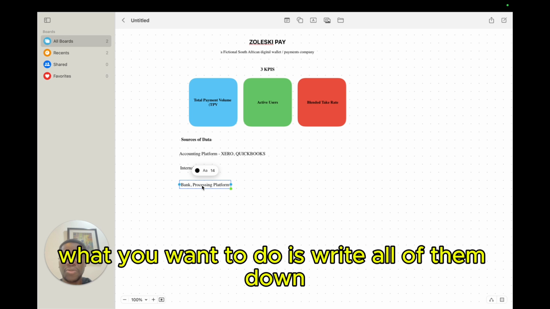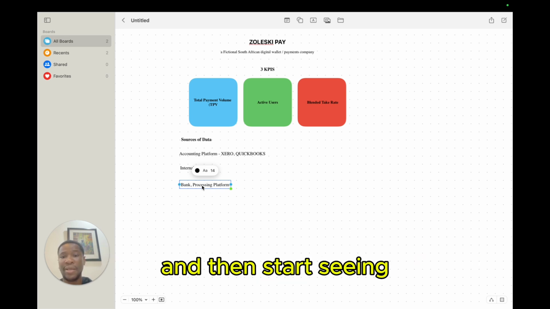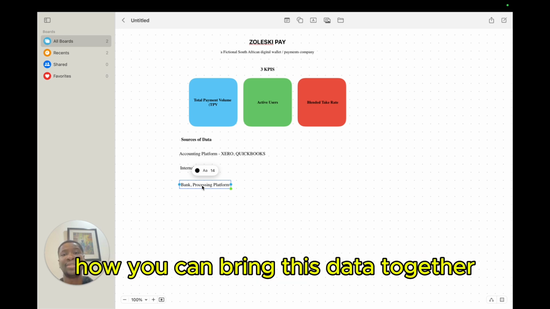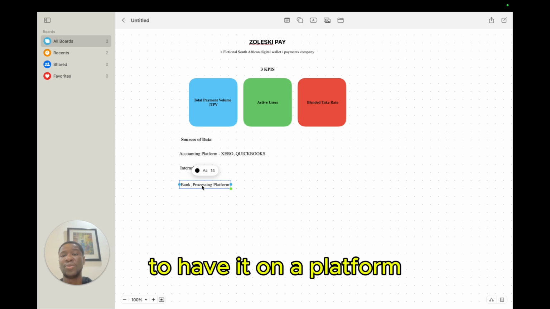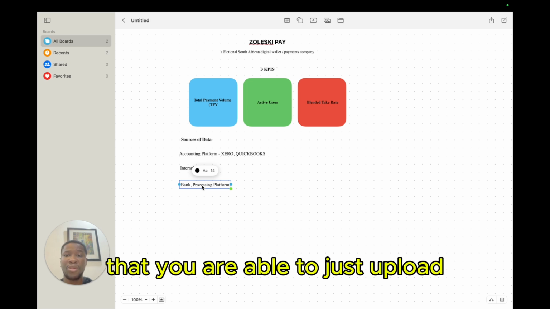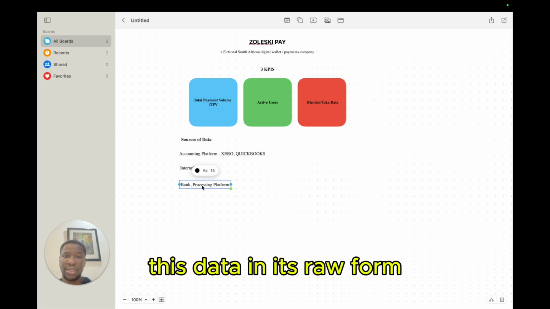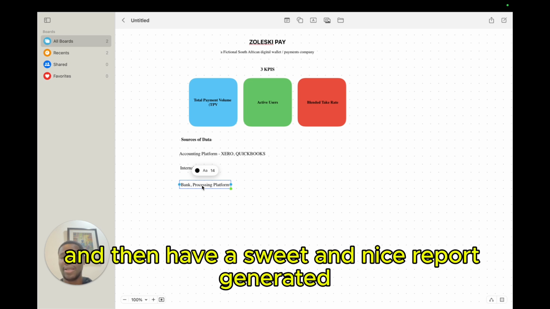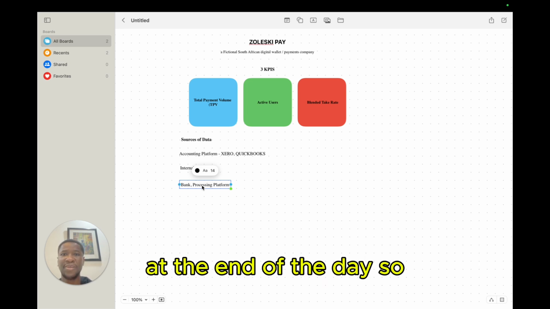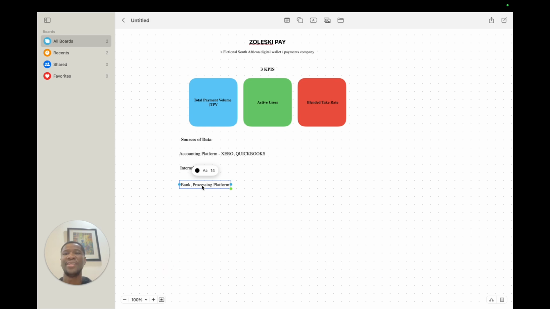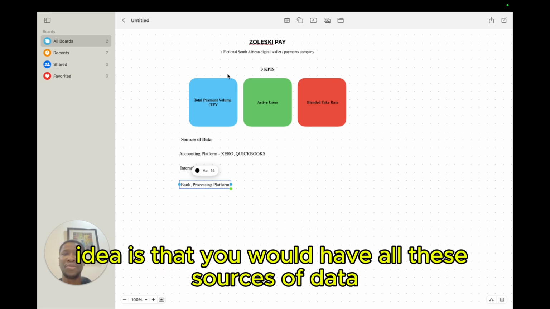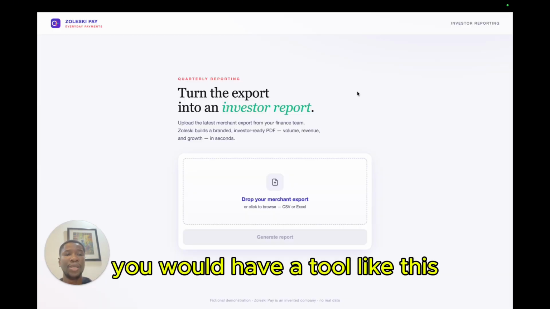What you want to do is write all of them down and then start seeing how you can bring this data together to have it on a platform that you are able to just upload this data in its raw form and then have a sweet and nice report generated at the end of the day. So the idea is that you would have all the sources of data like that. Of course, you would have a tool like this.